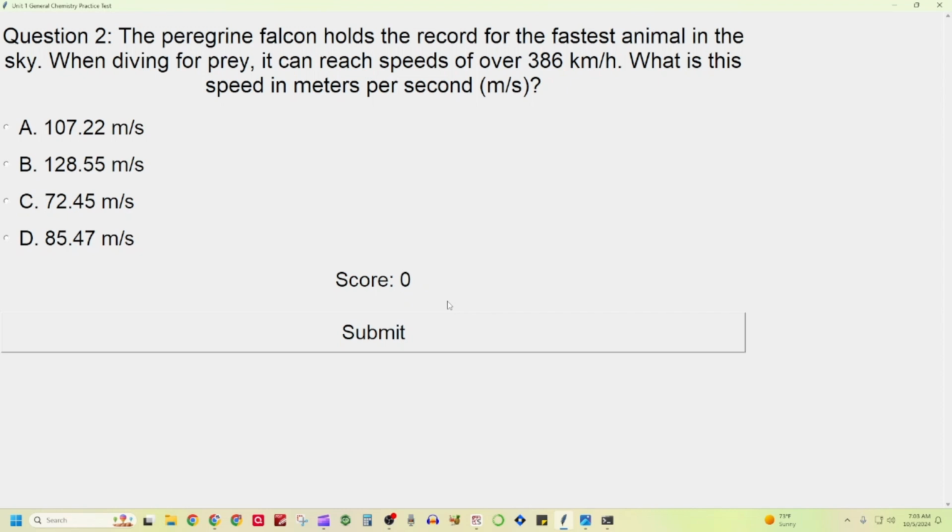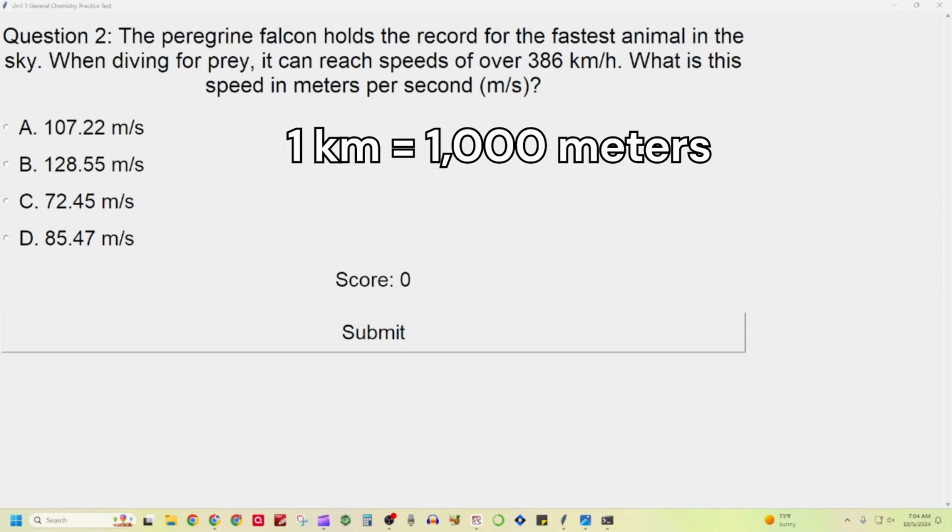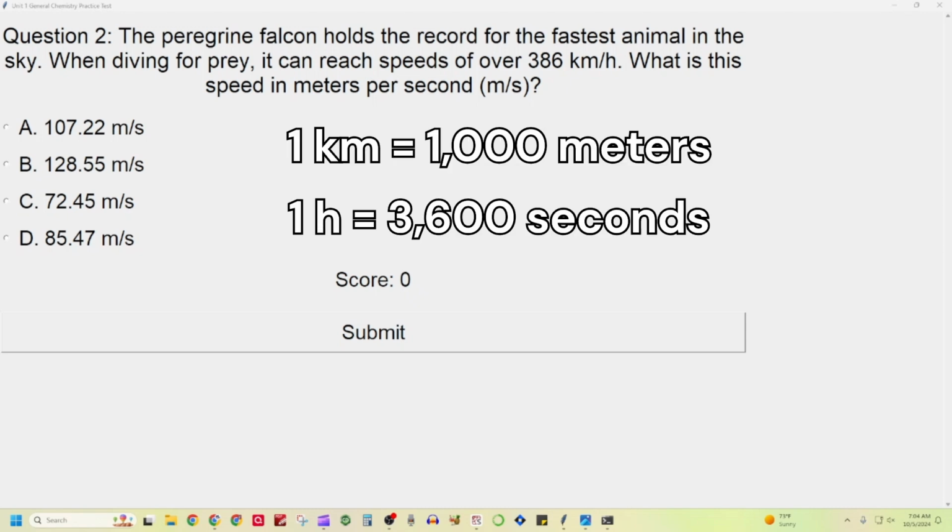Question 2. The peregrine falcon holds a record for the fastest animal in the sky. When diving for prey, it can reach speeds of over 386 kilometers per hour. What is this speed in meters per second? Okay, this one is another dimensional analysis, conversion between factors. And to convert, we need to know the conversion factor of kilometers per hour to meters per second. There's 1,000 meters in 1 kilometer and 3,600 seconds in 1 hour.